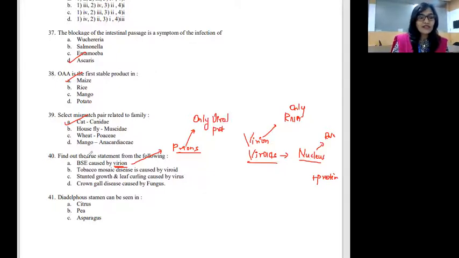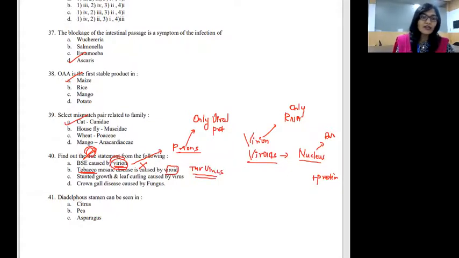So BSE is mad cow disease. It's actually caused by prions, not by this one. They ask for the true statement, so you cannot choose this. Tobacco mosaic is caused by viroids? No, tobacco mosaic is caused by TMV viruses, so they are not viroids.